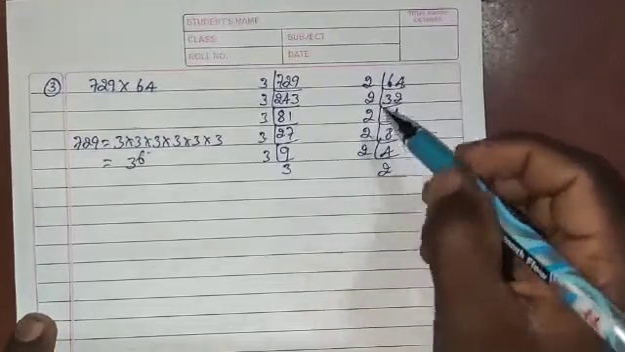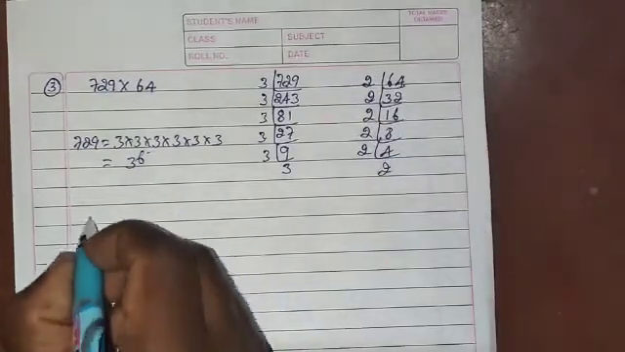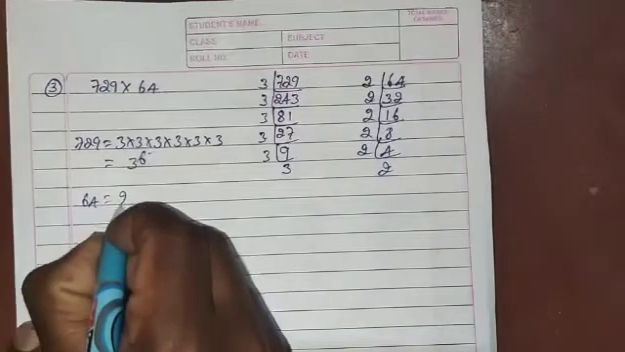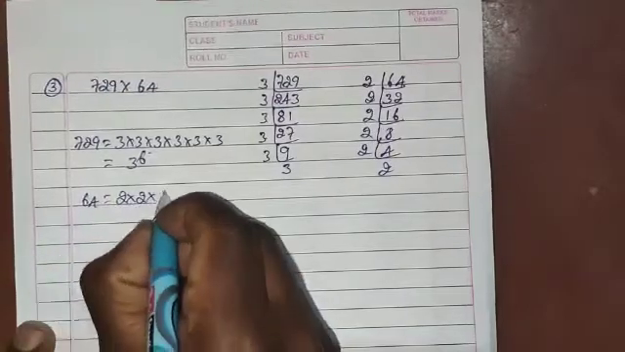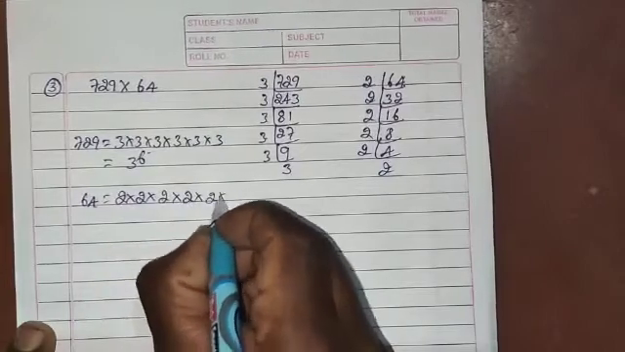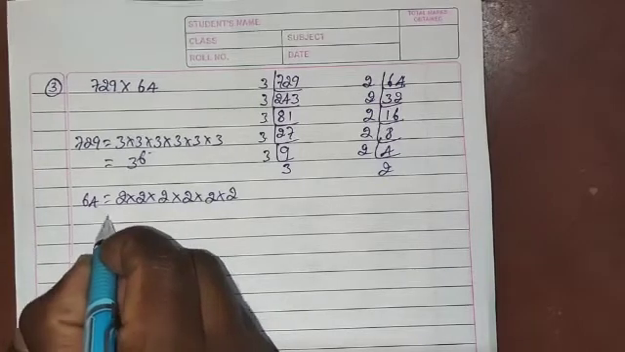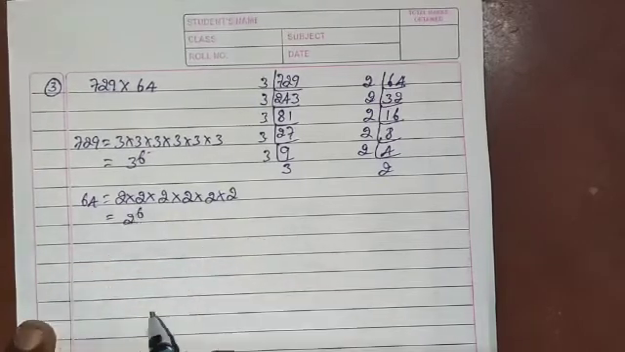Again this is divisible, 2 multiplying how many times? 1 2 3 4 5 6 times. So we can write it as 64 has 2 into 2 into 2 into 2 into 2 into 2, 6 times. So the 2 is multiplying 6 times, so we can write it as 2 to the power of 6.